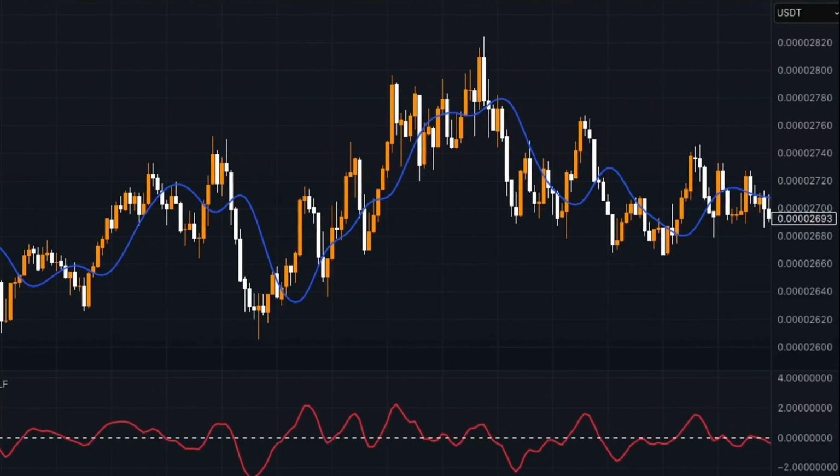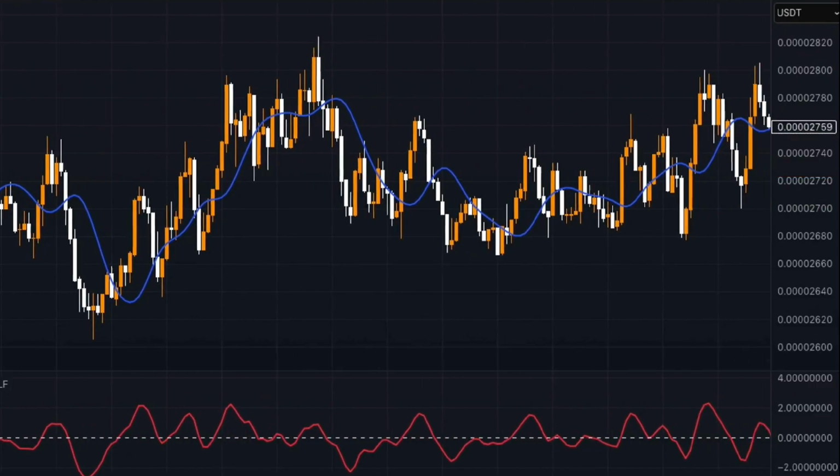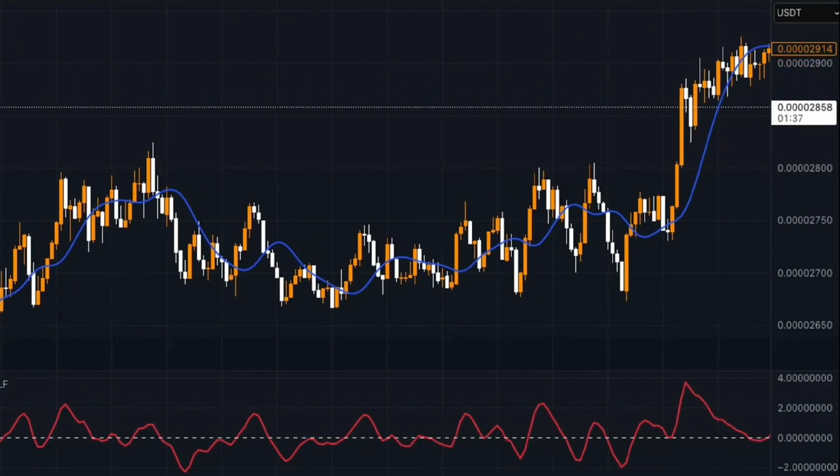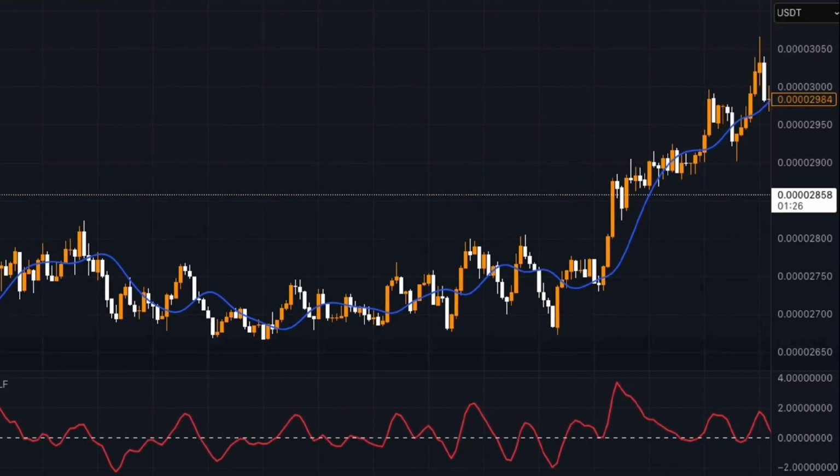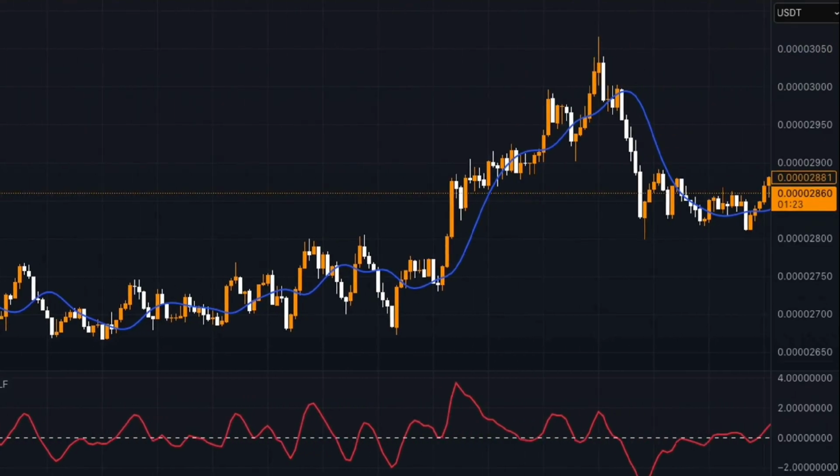And that's how you trade using the Laguerre filters with the triple tap reversal and midline confirmation method. This isn't about guessing tops or bottoms. It's about waiting for structure to form, letting the market prove itself, and then using momentum to confirm your entry.